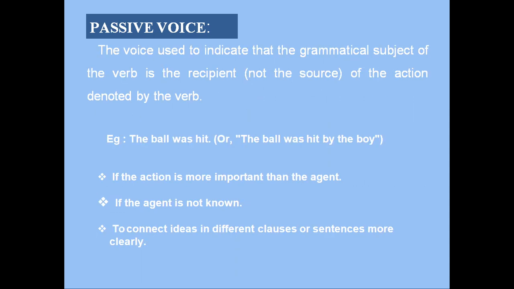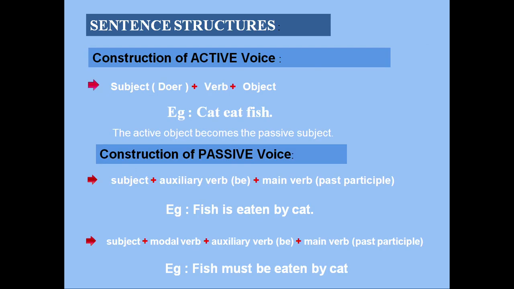So, how will we change it into passive voice? The ball was hit by the boy. You may write by, you may not write by. So, the ball was hit, isn't it? The ball was hit by the boy. If the action is more important than the agent, or if the agent is not known, you can write like that also: the ball was hit.